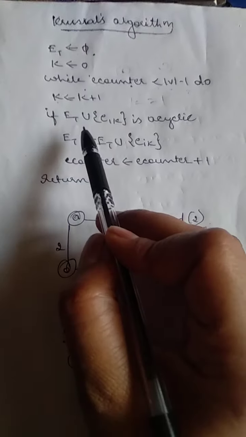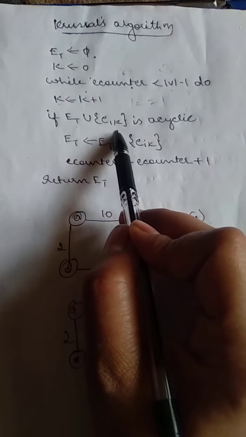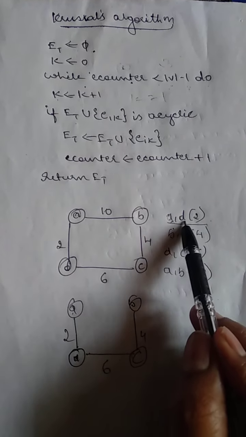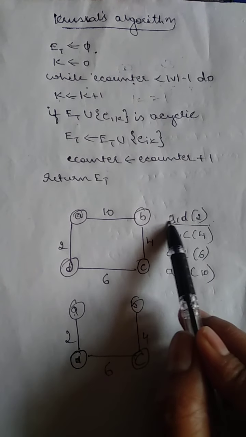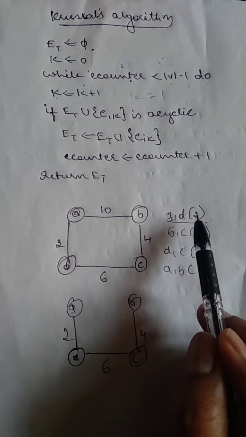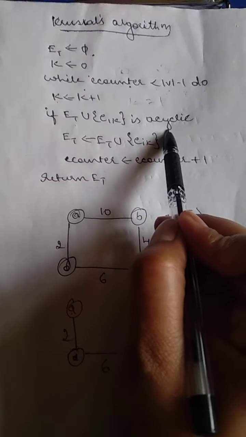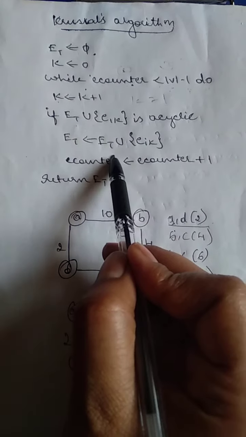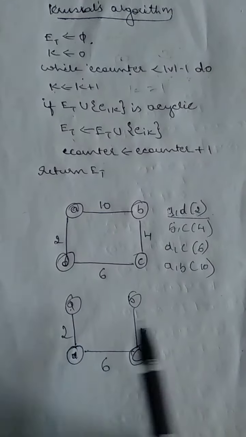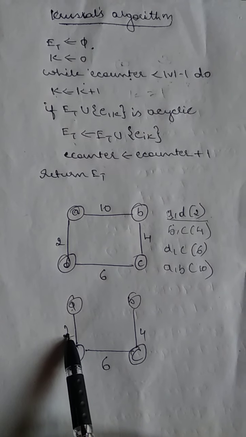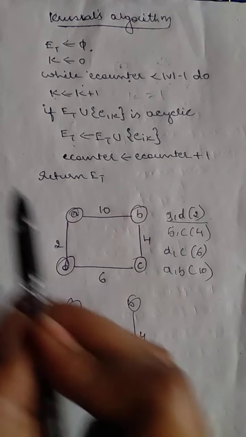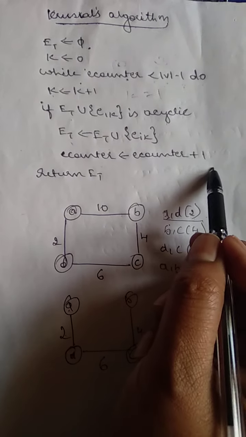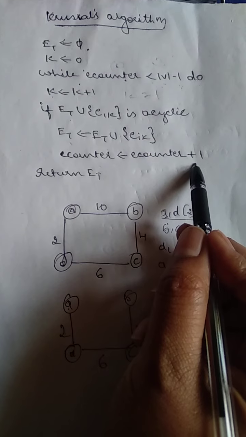Next edge: you have to check if ET union e_iK, that is A and D, the vertices, and this is the weight, forms a cycle, because a spanning tree should not form a cycle. If it is not cyclic, then you add that edge to ET. If it is forming a cycle, you have to go back and check again. Once it is done, the edge count is incremented. Before it was 0, now it becomes 1.